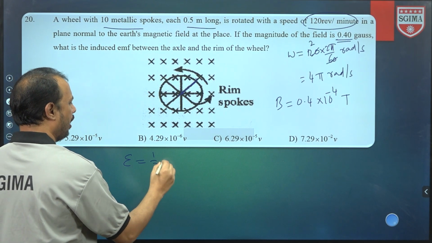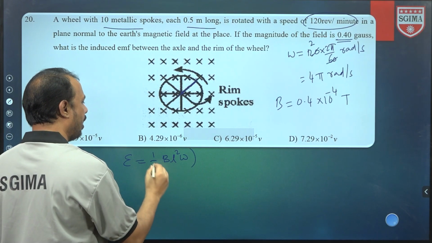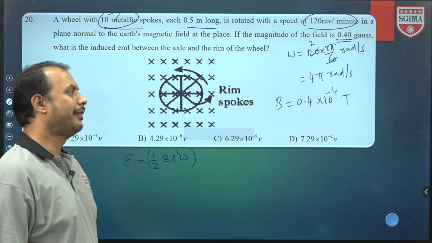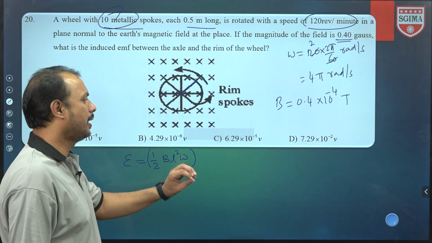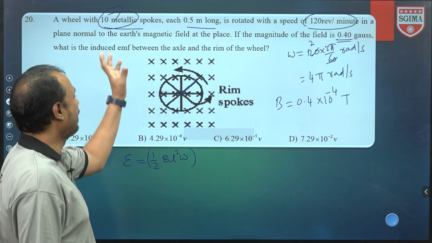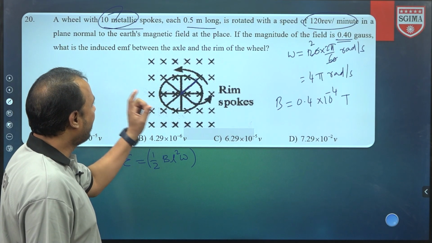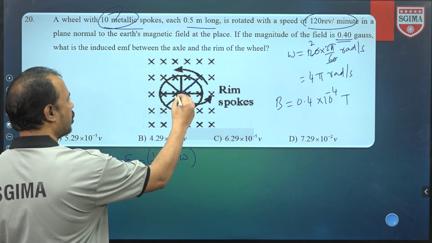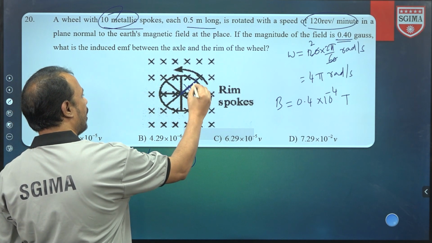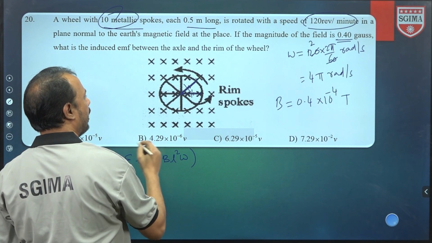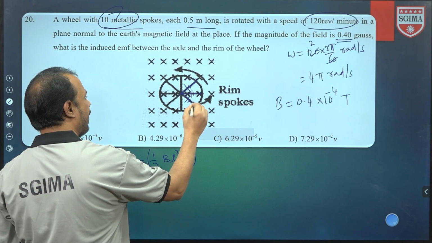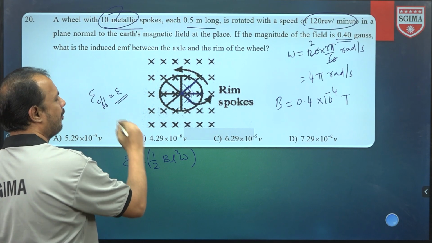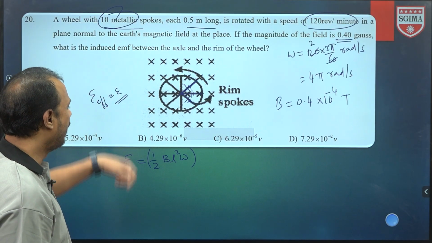So for a rotating rod, EMF is B L square omega by 2. The number of metallic spokes is mentioned as 10, but we already discussed earlier that the number of spokes doesn't influence the EMF, so no need to multiply with the number of spokes. The EMF developed in each spoke is the same because all are in parallel combination. Higher potential, lower potential, higher potential, lower potential. Now, all the cells are in parallel combination, so the effective EMF is the same as any one of the EMFs in the cells. So no need to multiply.